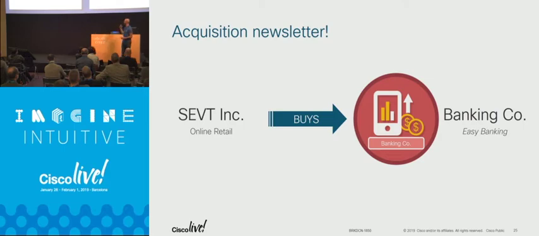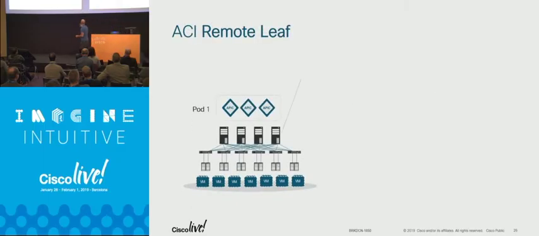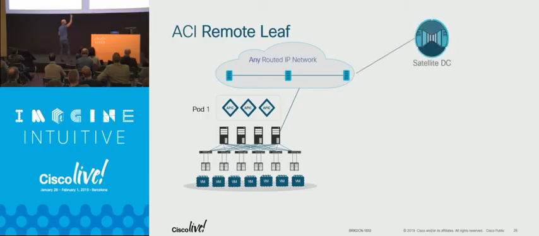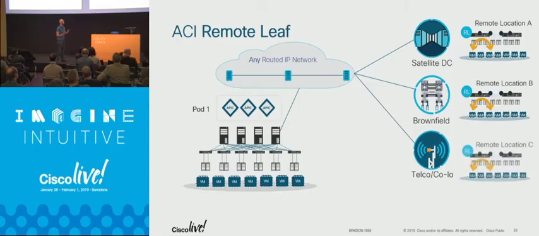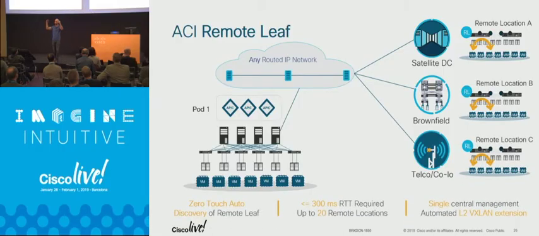And there's something called remote leaf that we will see now with ACI. So basically, let's imagine that we acquire another company, and then we have an ACI fabric. We have a routed network in the middle. So if we have a satellite data center, a brownfield, or a telco or co-location, instead of building the full ACI fabric with APICs, spines, and leaves, which would probably mean a big investment, you can just send somebody with a pair of brand new remote leaves, and that way, as long as you have routed connectivity in the middle between your main ACI site and that remote location, you will be able to extend that layer 2 as well and manage everything centrally. Right?